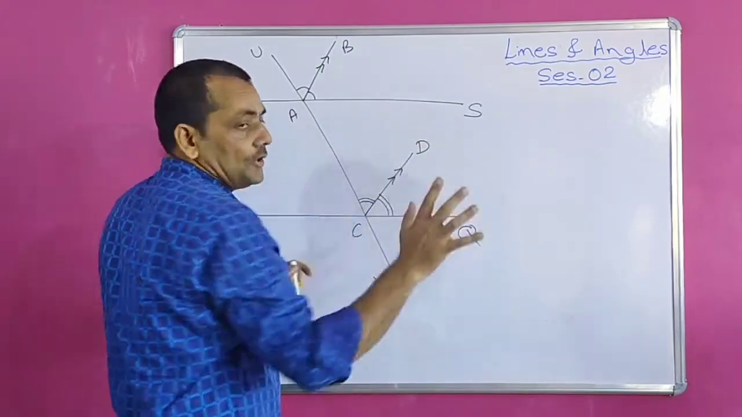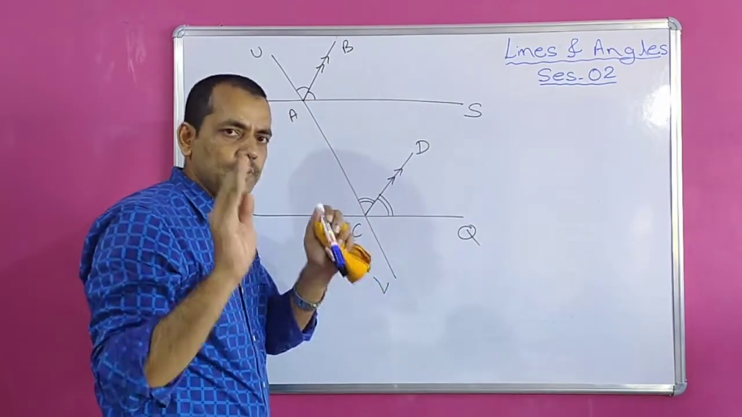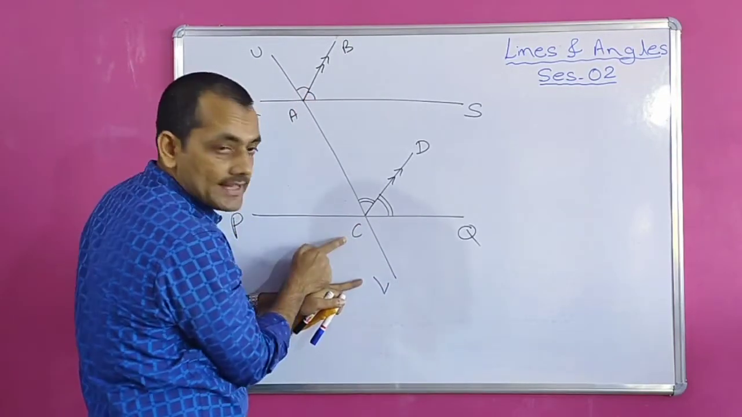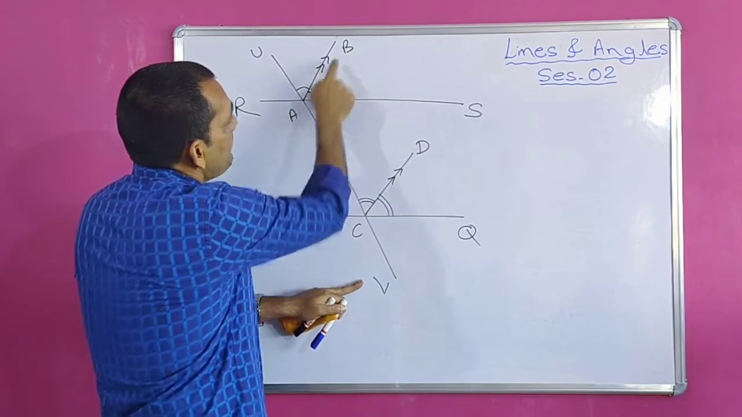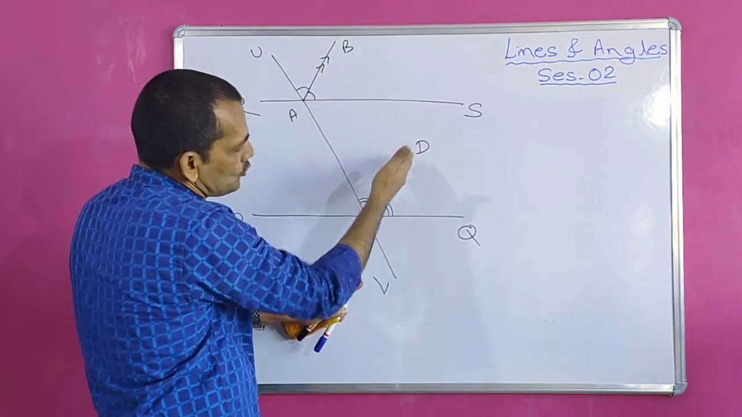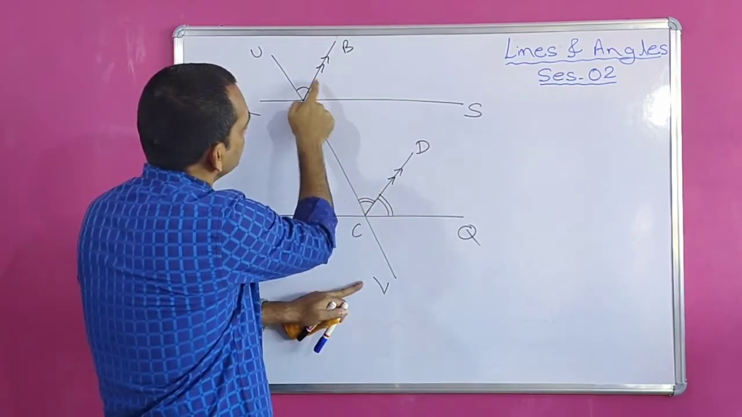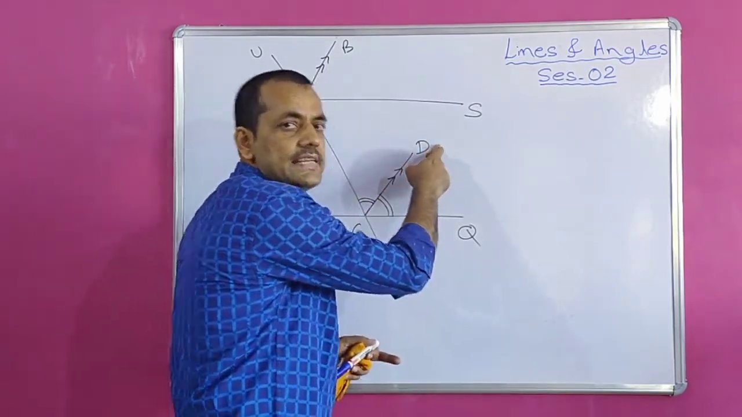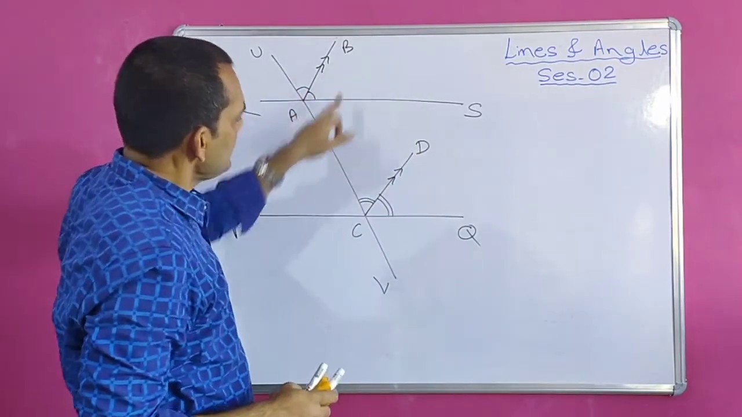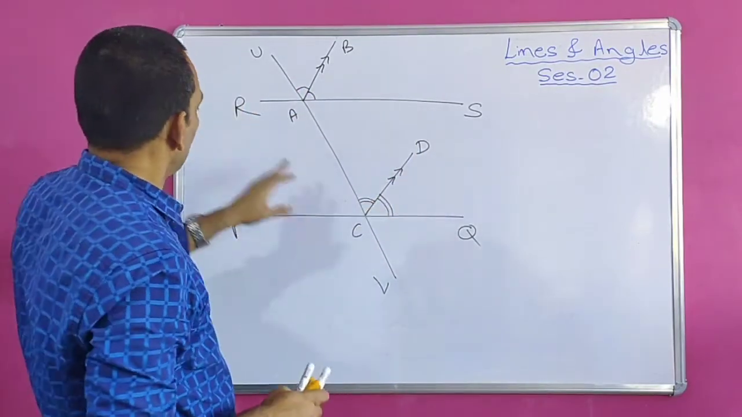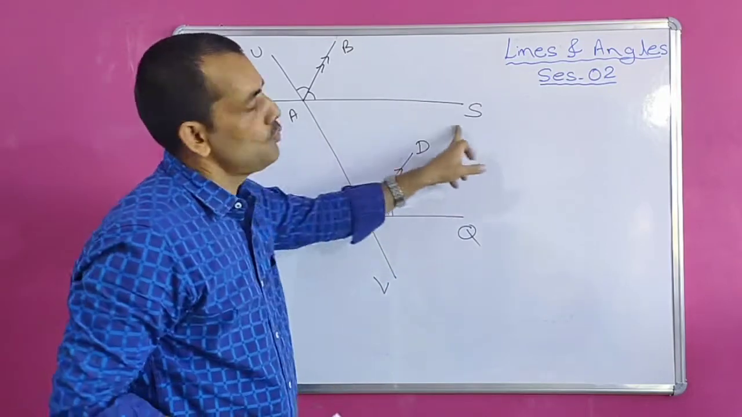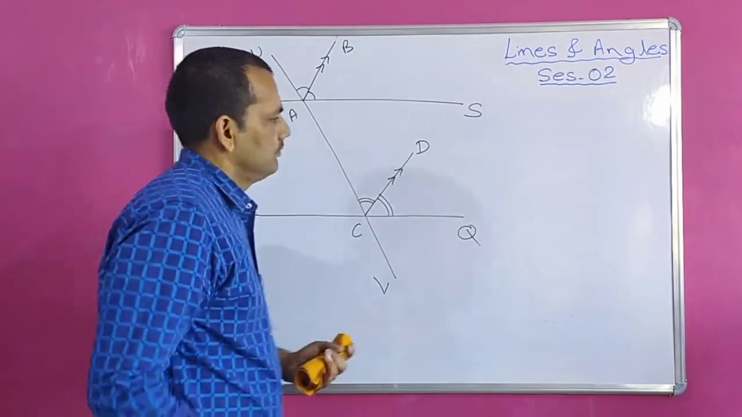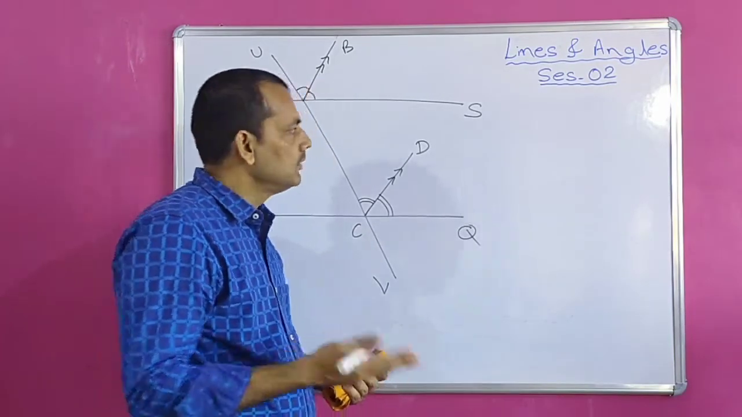PQ and RS are two lines, not parallel lines, please understand. UV is a line cutting them at points A and C. AB and CD are the two angle bisectors of these two angles, such that AB is parallel to CD. If AB is parallel to CD, we have to prove PQ is parallel to RS. Now, pause the video and solve the question.